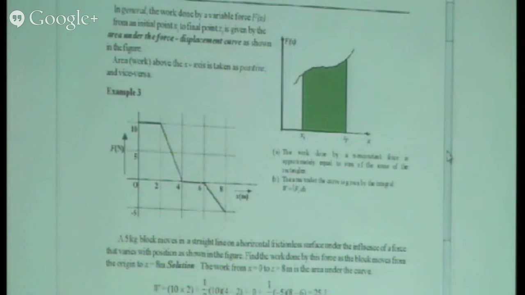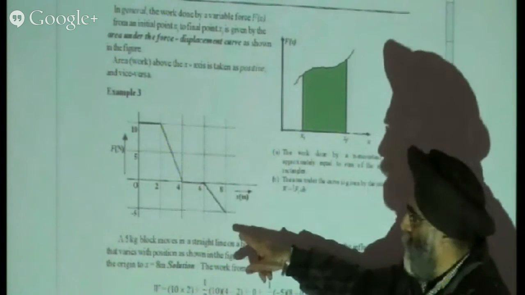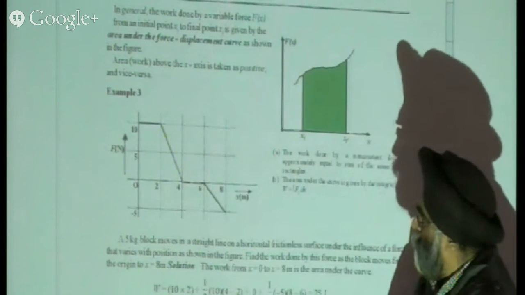What is the amount of force? 0. But what will happen? The body could keep on moving, because if the body is already moving, by Newton's first law, it will keep on moving even if there is no force. And later on, the force is made negative. It changes direction. So how will you calculate the work done?